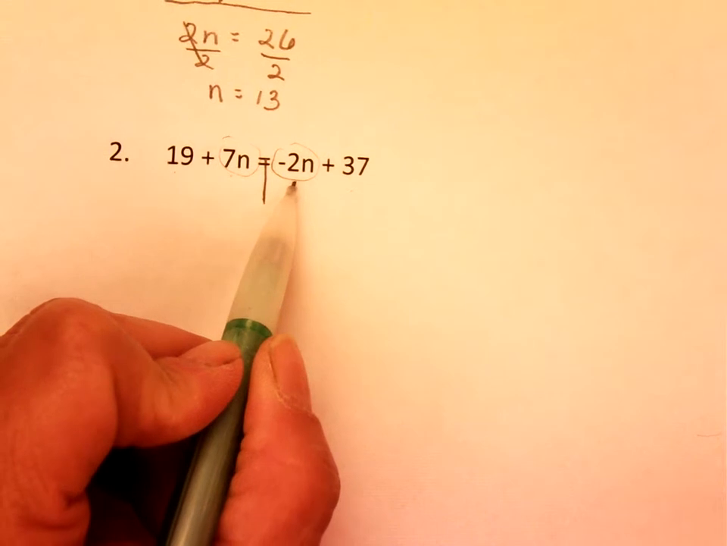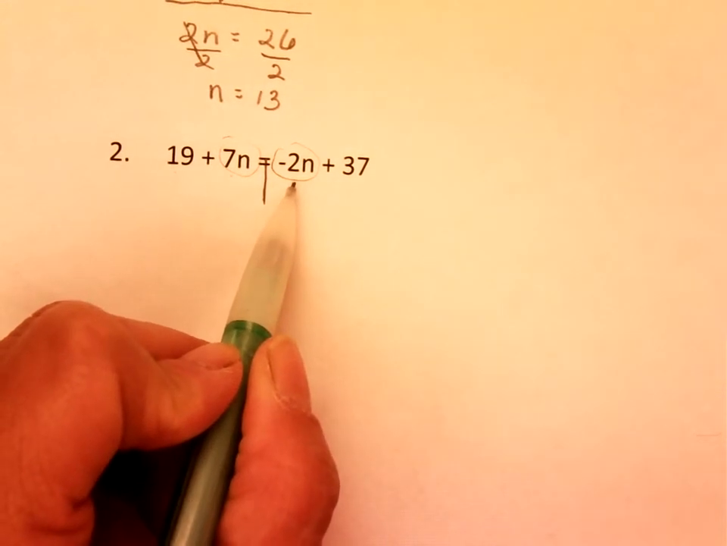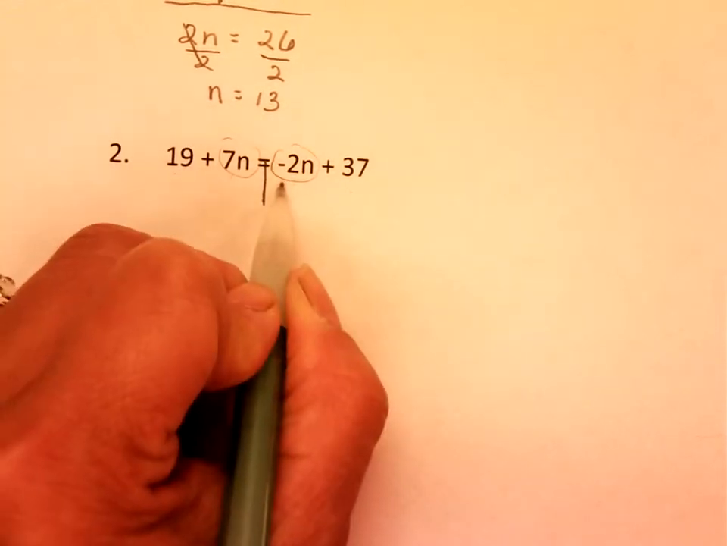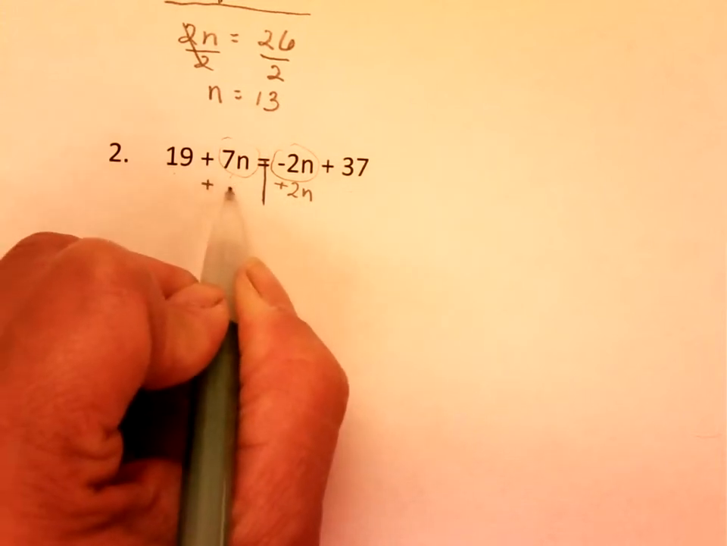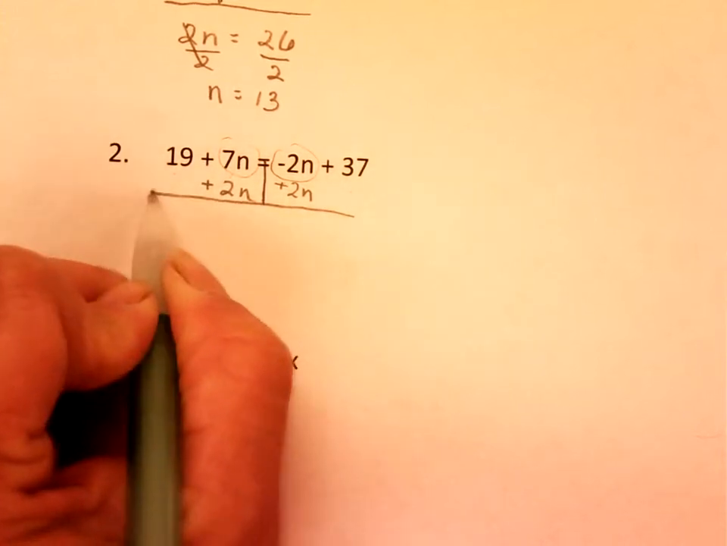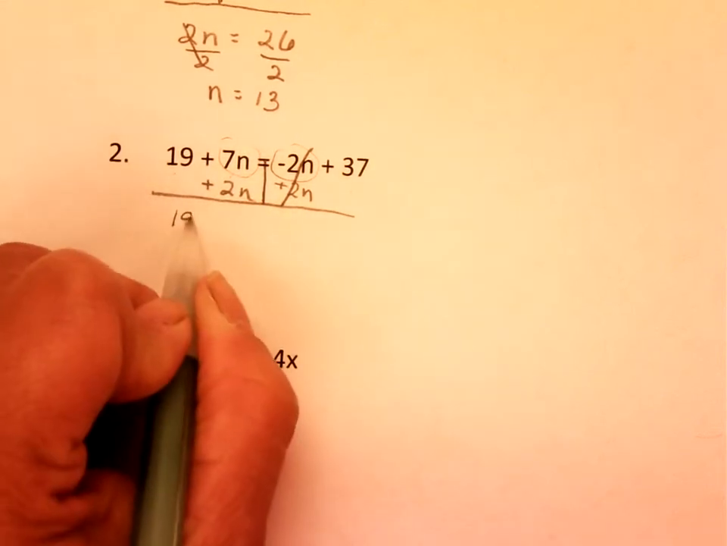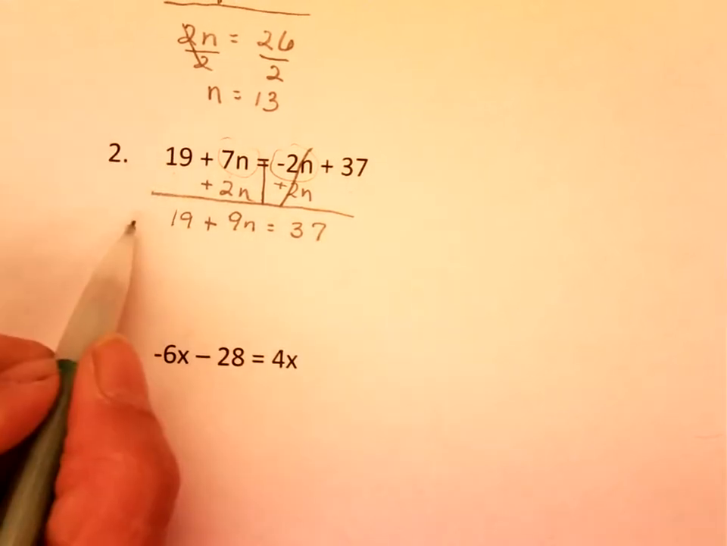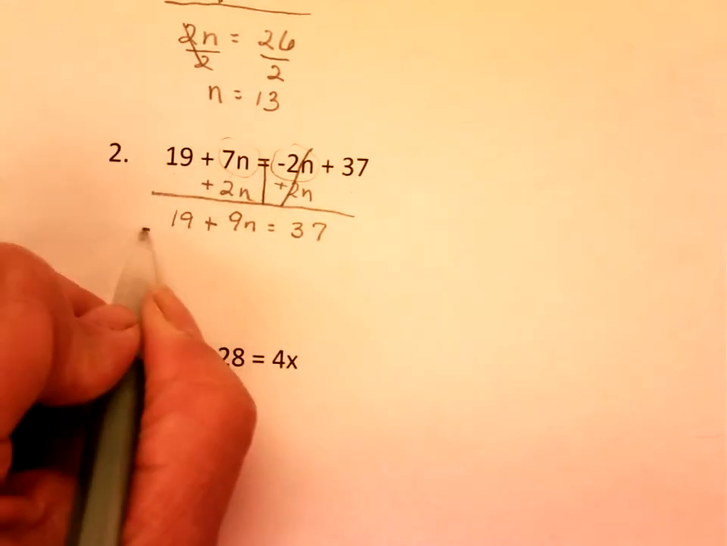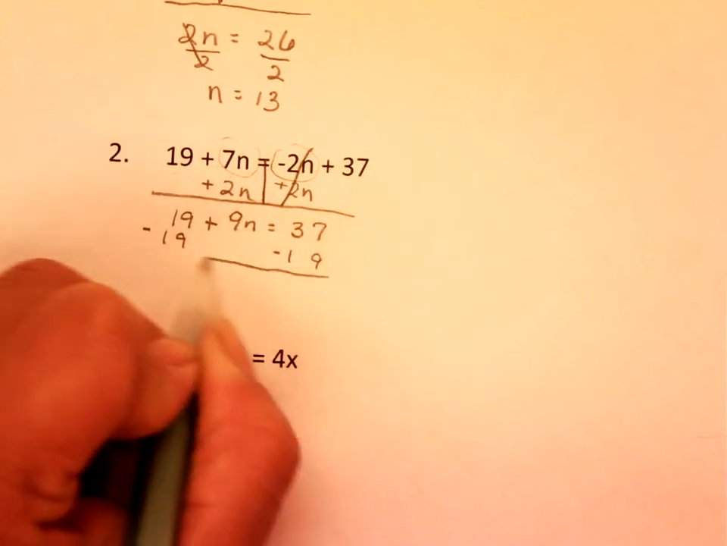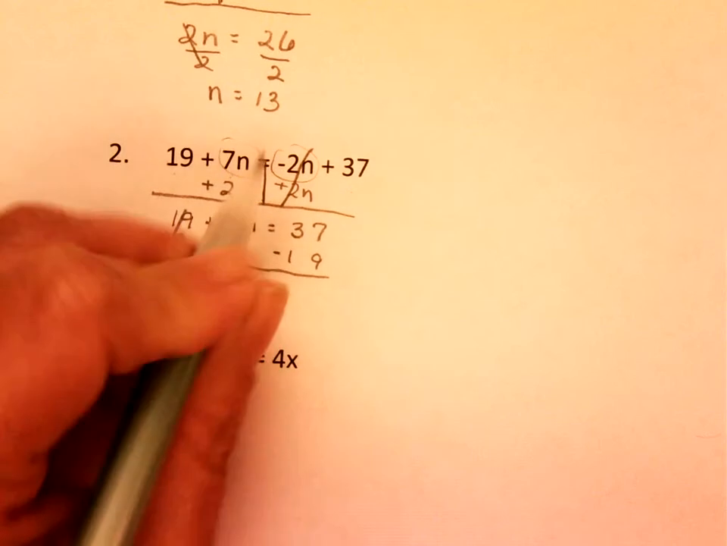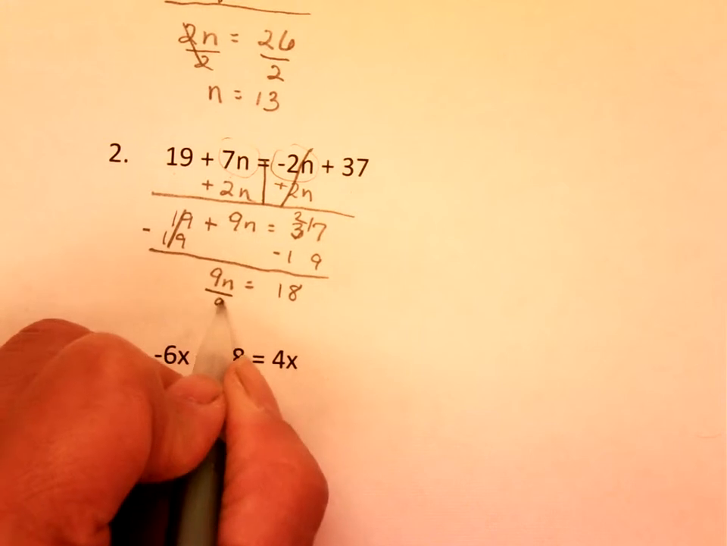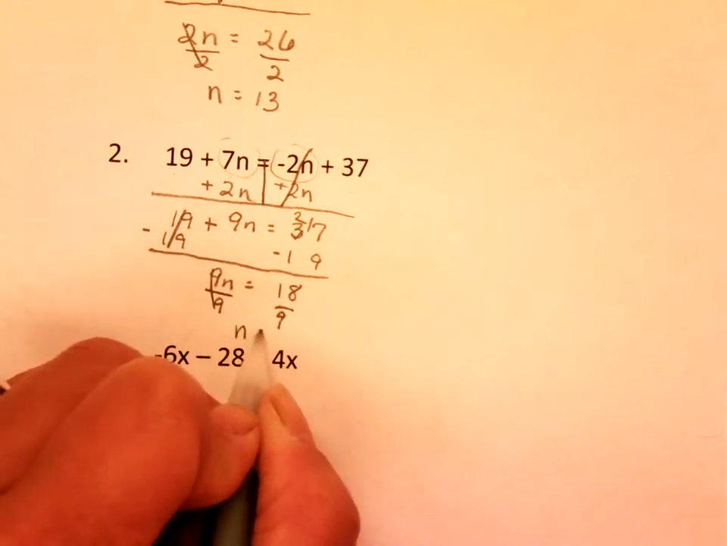I always try to get the variable to be positive. So which one would you move to get a positive? Well, this is bigger, so here I'm going to add 2n on both sides. The 2n's cancel out here, so I'm left with 19 plus 9n is equal to 37. Now this should look very familiar, what you've been doing before. You're going to subtract 19 on both sides, and 9n is equal to 18. Divide by 9 on both sides, and n is equal to 2.